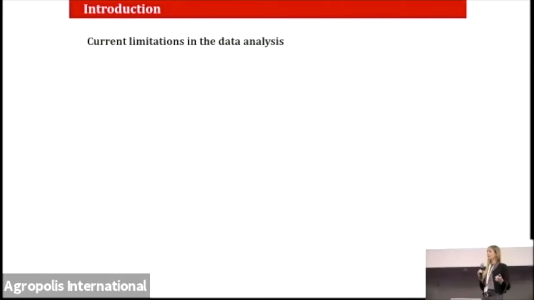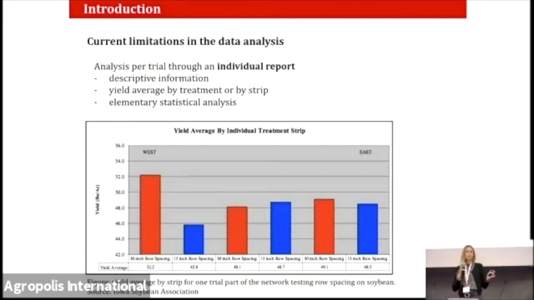There is a current limitation in the analysis of on-farm research data. Most of the time, data are analyzed through individual reports, which are a summary for one individual field part of the network, where you can have access to descriptive results, such as the yield average by strip or by treatment. As you can see in that figure, you have the treatment and the control, and access to the yield per strip. You will also find some elementary statistical analysis.